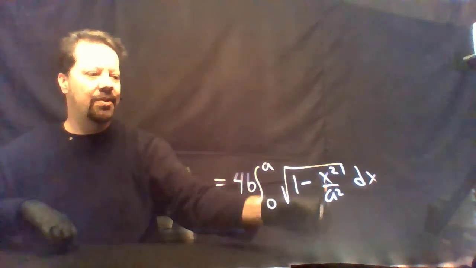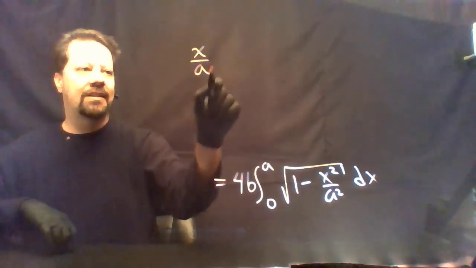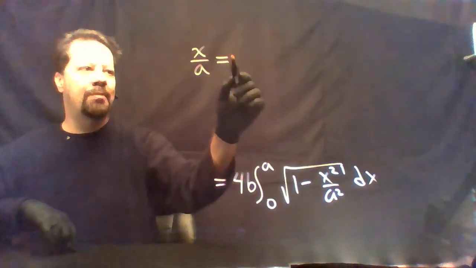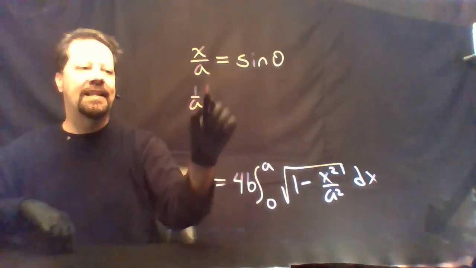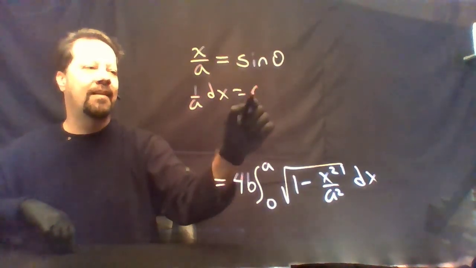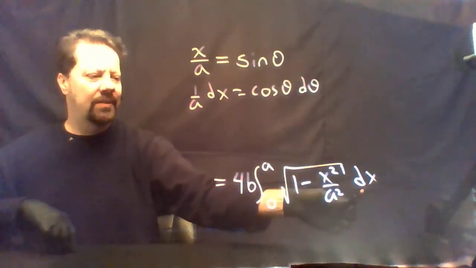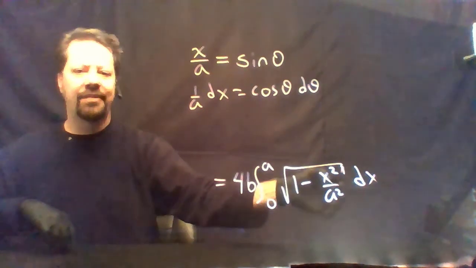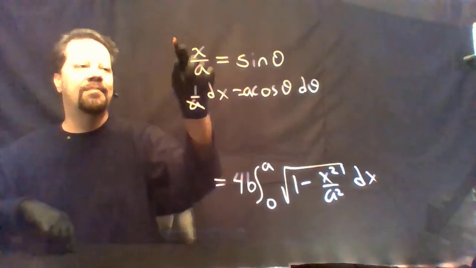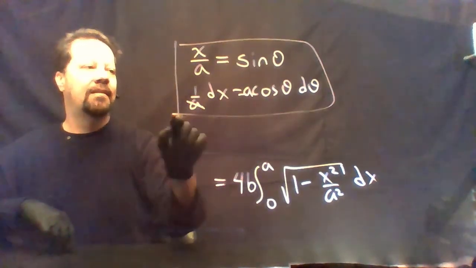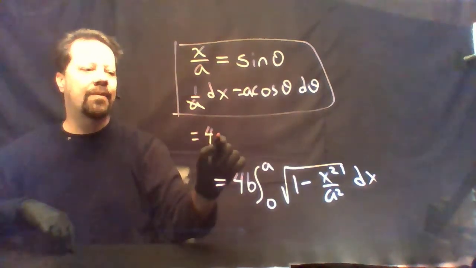To find the substitution, you take the square root of the variable term, x divided by a. In this case, that will be equal to sine theta, so that 1 over a dx is cosine theta d theta. We don't have a 1 over a dx, we have just dx, so I'm going to move this a to the right-hand side. The integral is transformed into 4ab.